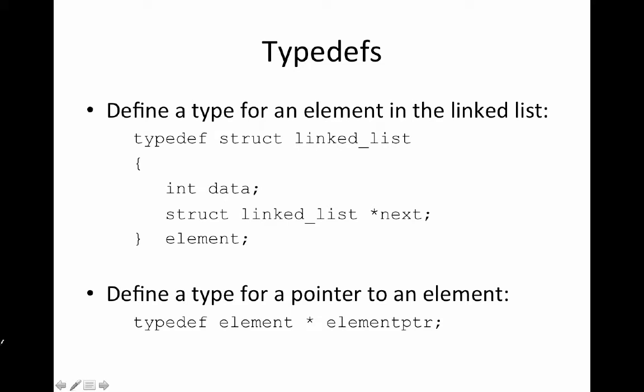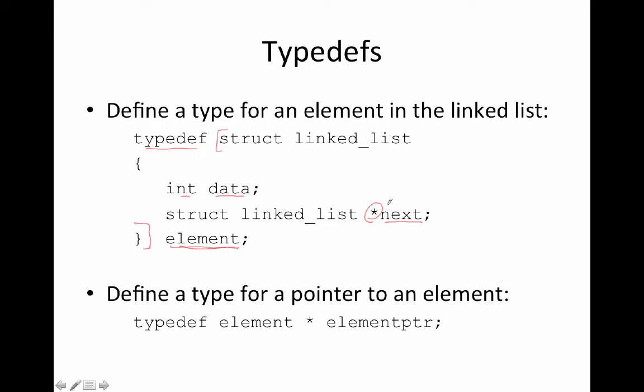So in C, we can have typedefs for both of these things. So first of all, I'm going to define a type using typedef, and the type is going to be called element, and it is a structure. So using typedef, I'm renaming all of this structure declaration as element. So the structure is going to have two members in it, data, which is an integer, and next, which is a pointer to one of these structures.